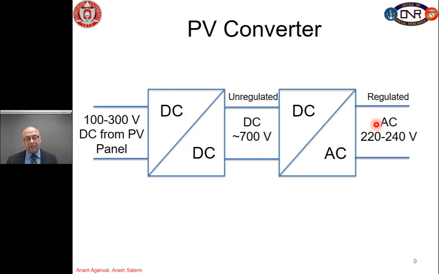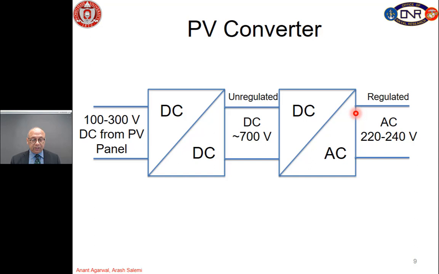Here is a typical example of DC to AC application such as PV converter. Input is a 100 to 300 volt DC coming from a PV panel, and output is an AC line voltage, say 220 to 240 volt AC, or it could be any other value. If it's a single phase, it could be 110 volt AC.